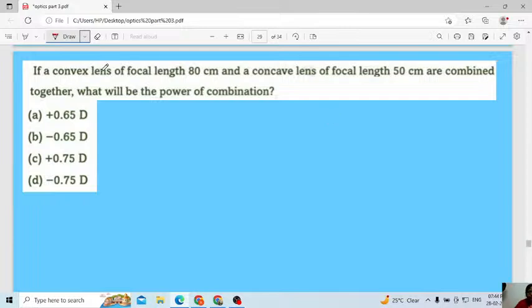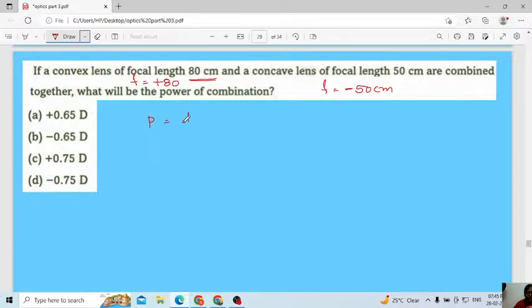A convex lens of focal length 80 centimeter, and a concave lens. For a convex lens, focal length is positive, means plus 80. For concave, focal length is negative, minus 50. Better write here only, then you will not get confused. Combined together, what will be the power of the combination?